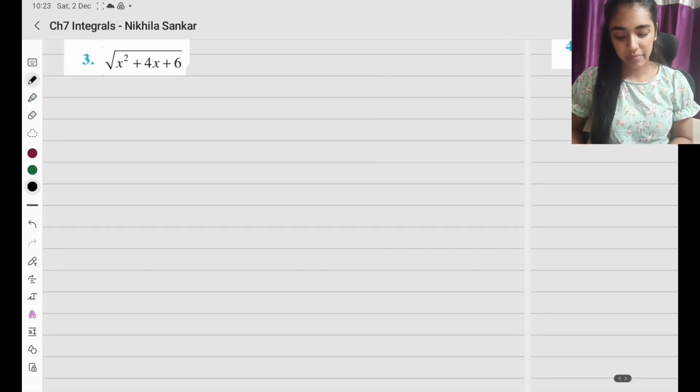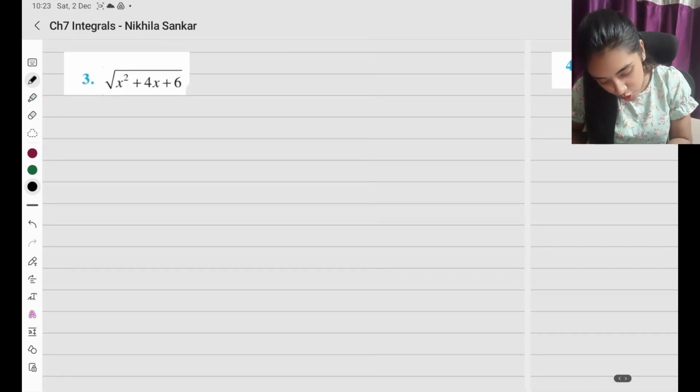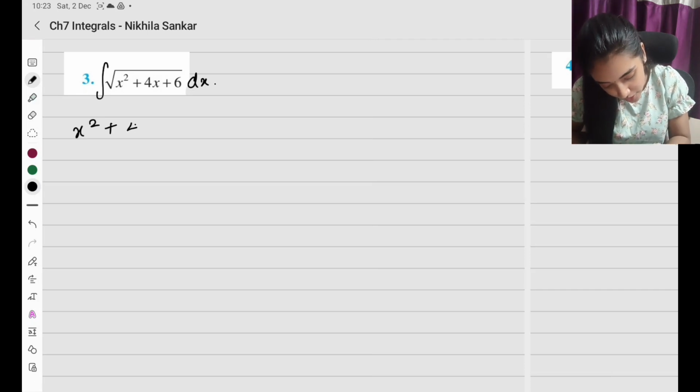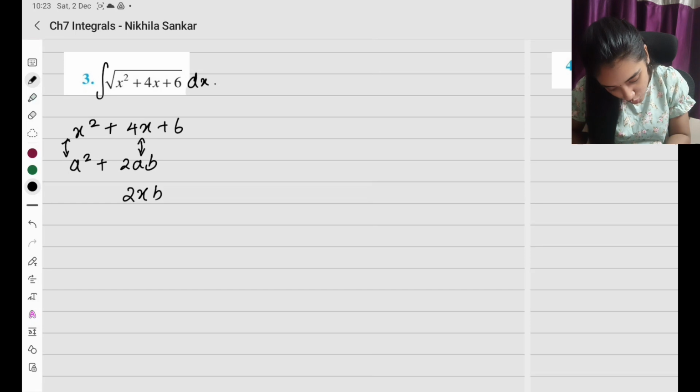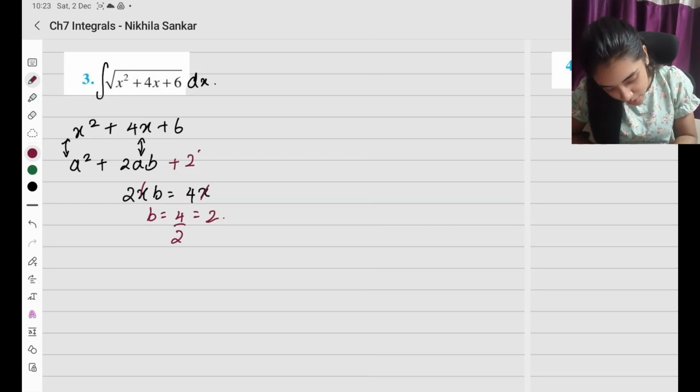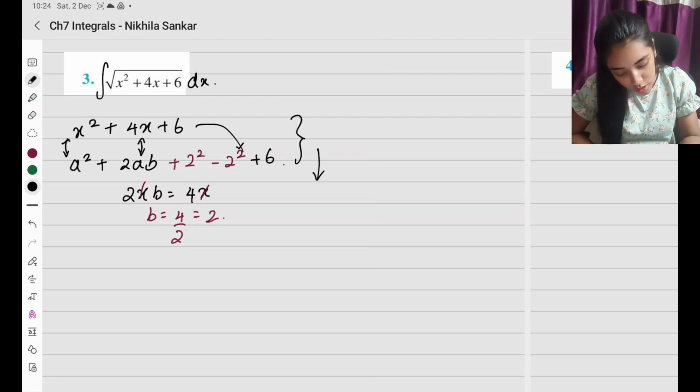Question number 3. So again completing the square. So this is of such a form. I can complete the square. So this is my a square plus 2ab. On comparing these two, a equals x. On comparing these two, I have 2xb equals 4x. So when I cancel, I have b equals 4 by 2, which is 2. Plus b square, which is 2 square minus 2 square, and don't forget the 6. So plus 6.